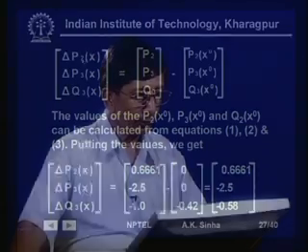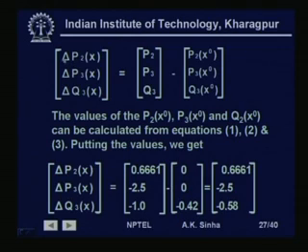So, we can get the value of the mismatches del P 2, del P 3 and del Q 3 from the specified value of P 2, P 3, Q 3 minus the value of P 2 calculated with the initial guess values of x. So, P 2 calculated, P 3 calculated and Q 3 calculated. The values of P 2 at x is equal to x 0, P 3 at x is equal to x 0 and Q 3, I am sorry, this should be Q 3 at x is equal to x 0 can be calculated from equation 1, 2 and 3.